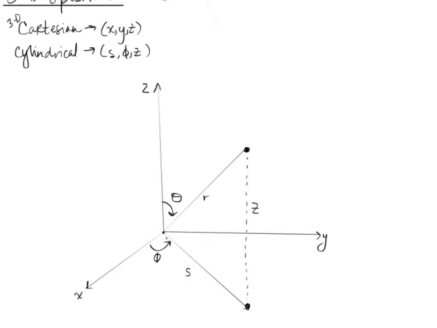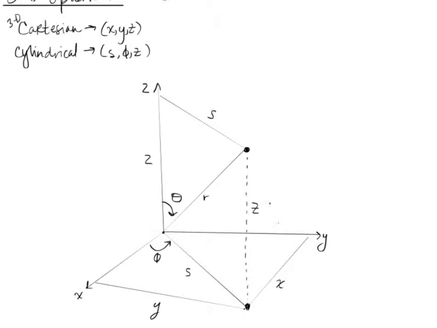And we defined r to be the distance from the origin to the point, and it makes an angle with the z-axis called theta.